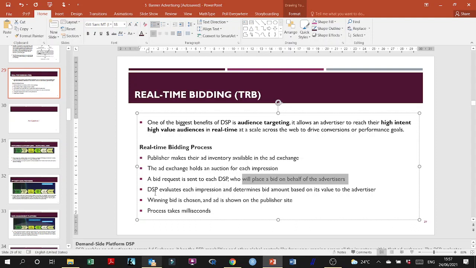The demand side platform then evaluates each impression and determines a bid amount based on its value to the advertiser. The winning bid is chosen, one bid is chosen, and the ad is shown on the publisher's site. This process takes time in milliseconds only.